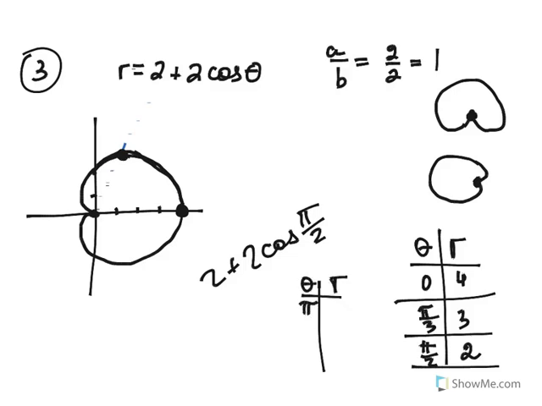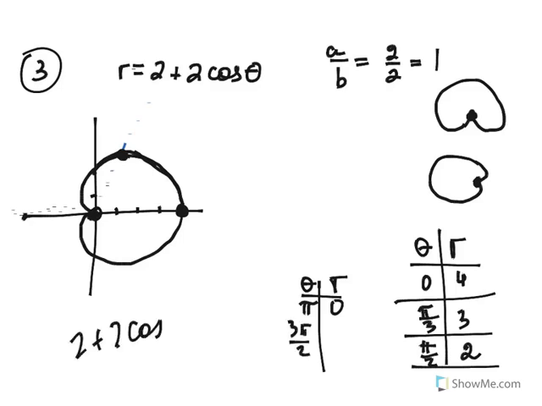For example, pi. See what happens. 2 plus 2 cosine of pi. Cosine of pi is -1, so you get just 0. So when it's pi, 180 degrees, your radius is 0. You're at the origin. That's why we don't have any points on the left side. You can do even more, but I hope you get the idea. You can try 3 pi over 2, see what happens. 2 plus 2 cosine 3 pi over 2. Cosine of 3 pi over 2 is 0, so you just get 2. And that's the point right here.